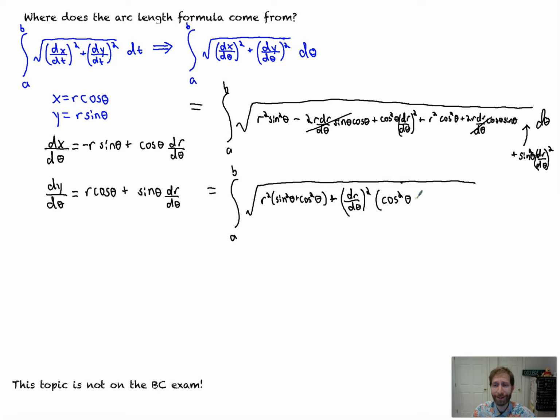Do you have to know how to do any of this? No, I just want to show you where the formula came from. It's pretty gnarly. And that is times d theta. Well, each of these is equal to 1, so you end up with the integral from a to b of the square root of r squared times 1, it's just r squared, plus dr d theta squared times 1 is dr d theta squared. All right, and there's your formula. I wanted to show you where it came from. That's the arc length formula. On the next part of this video, we're going to go to surface area.